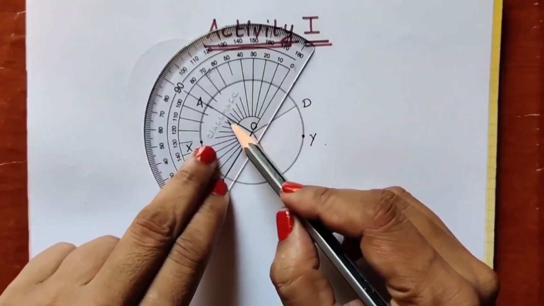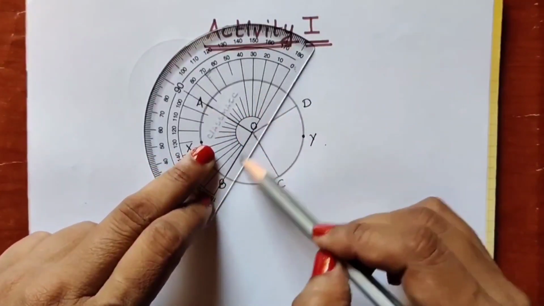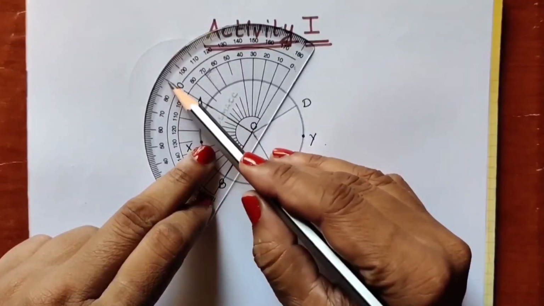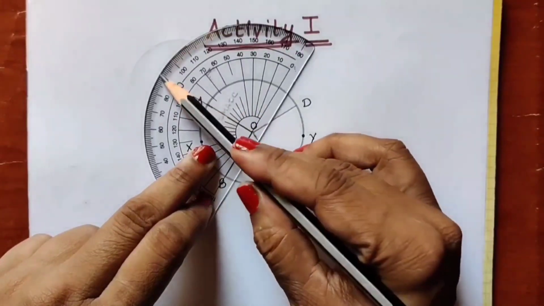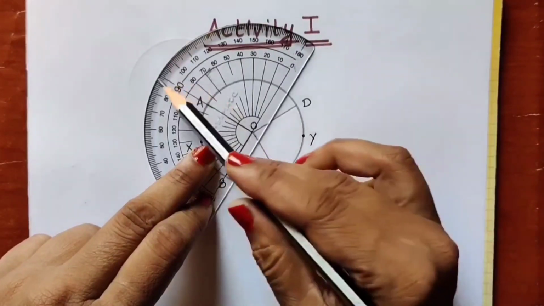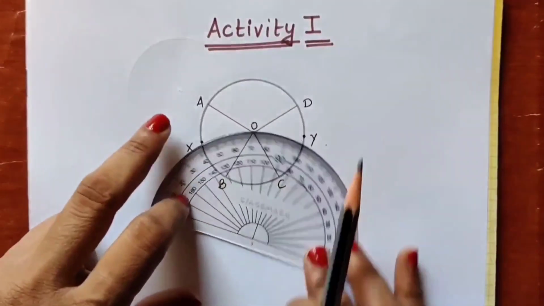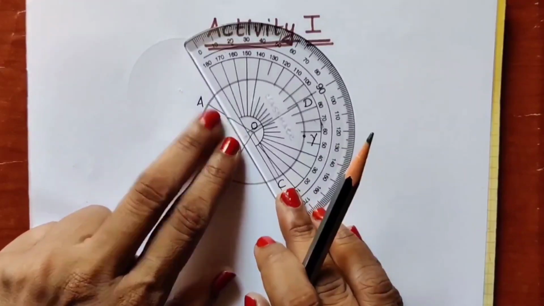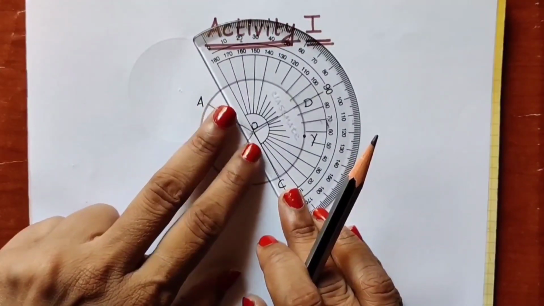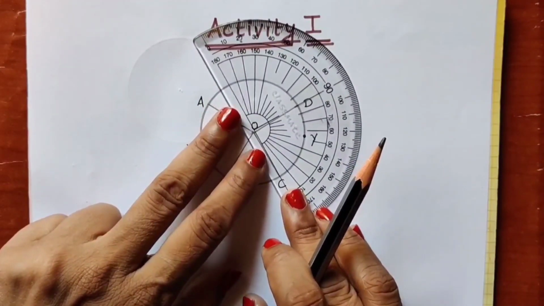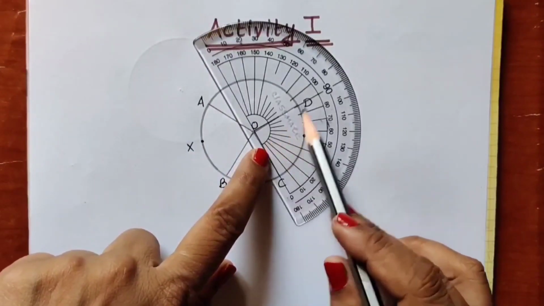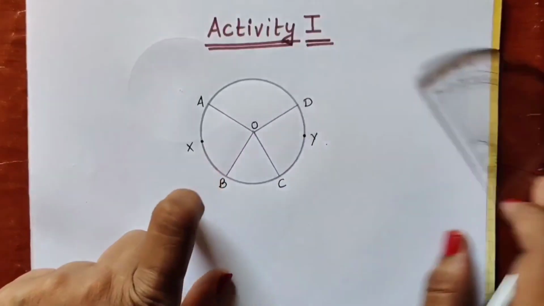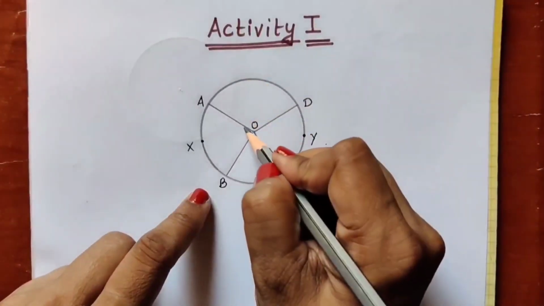So what we can see is that this angle AOB is of 90 degree. Can you all see here? It coincides with the line of 90 degree. So AOB is 90 degree. Similarly, we will check the measure of angle COD. I will place it properly. So as you all can see, again angle COD is also a 90 degree angle. So these two angles are congruent with each other.